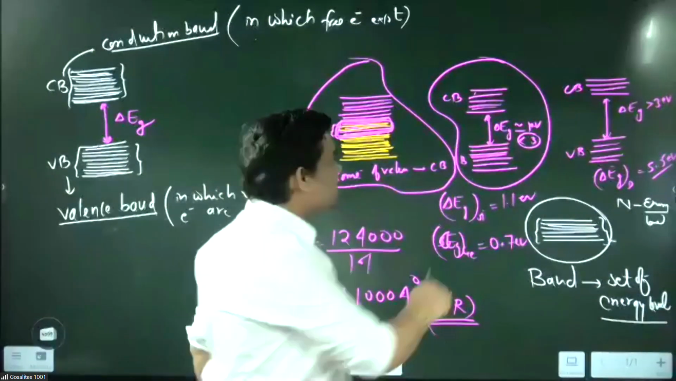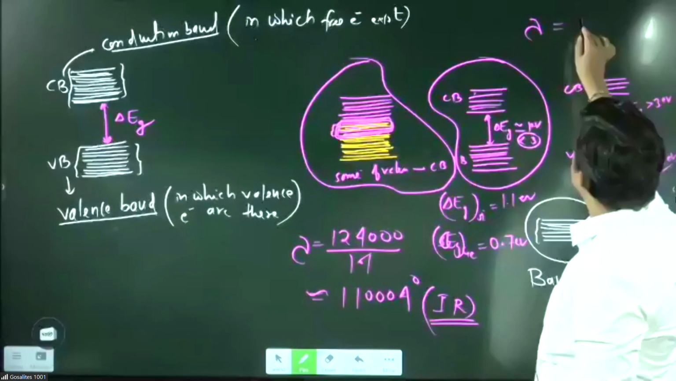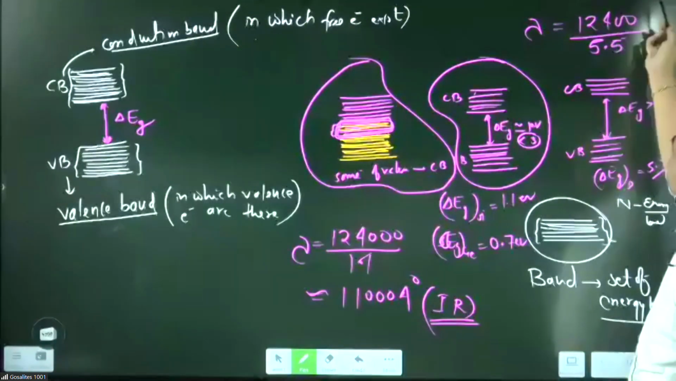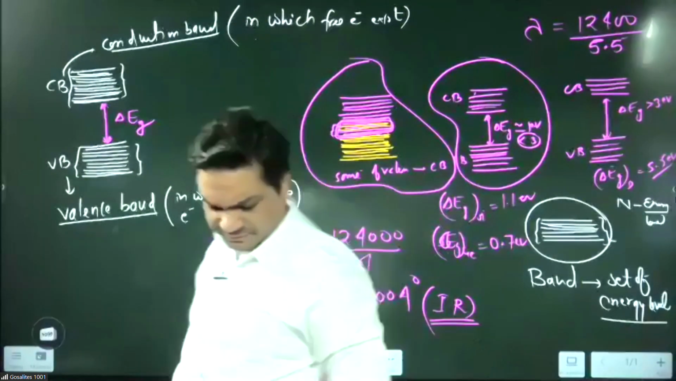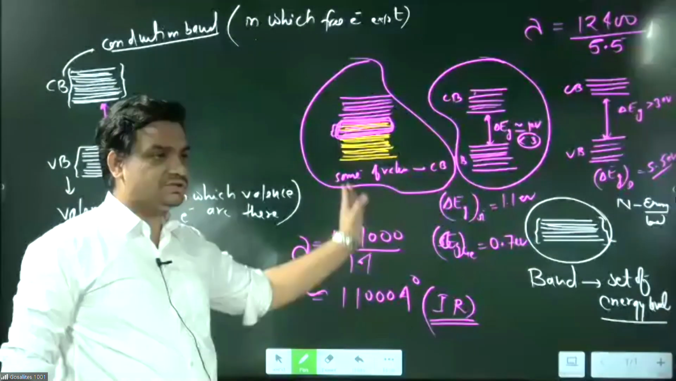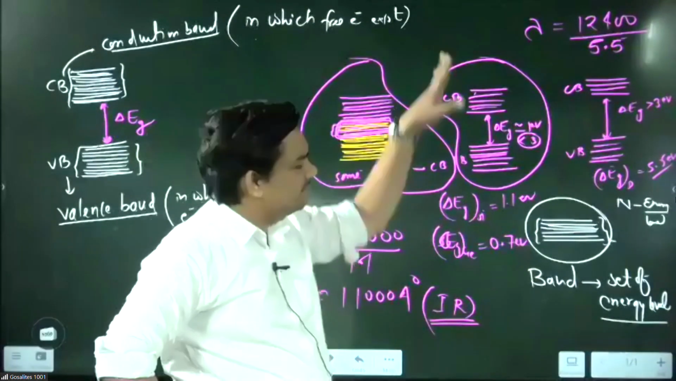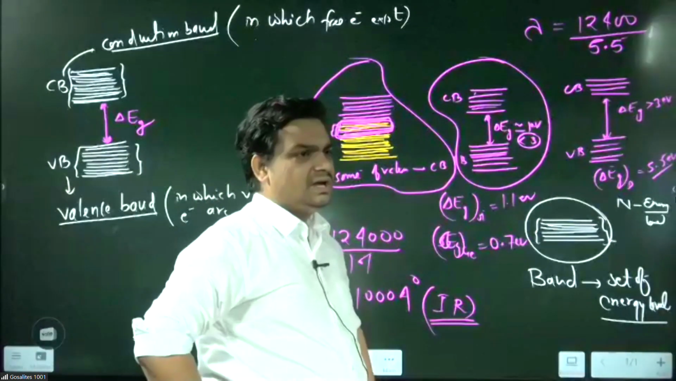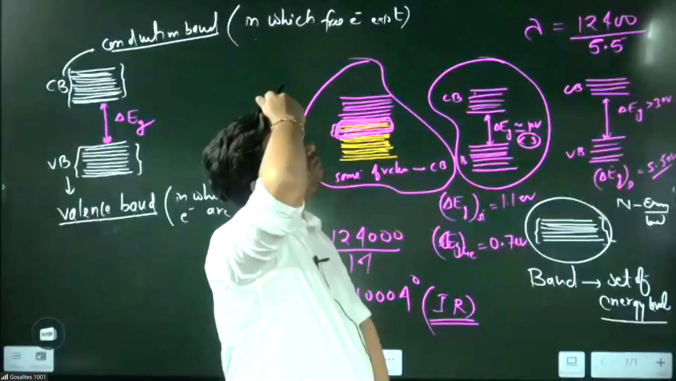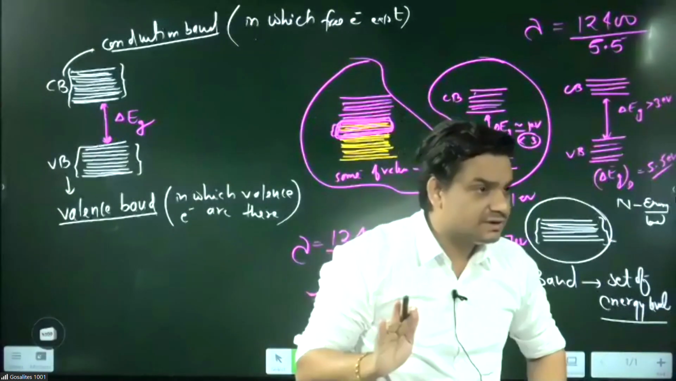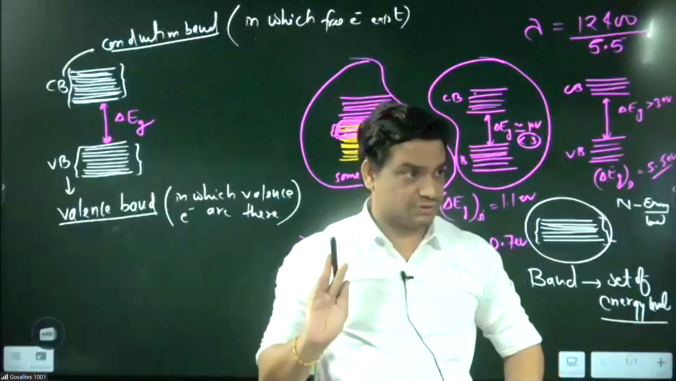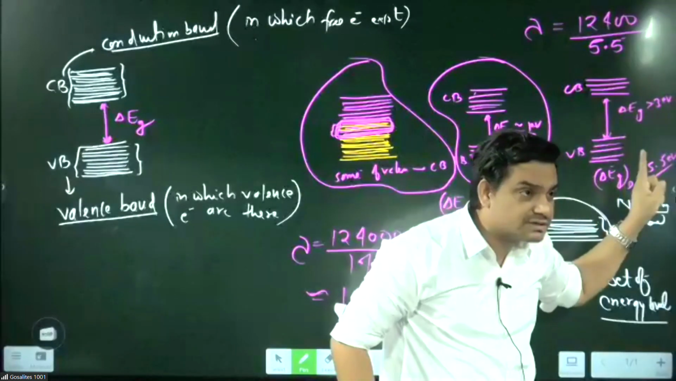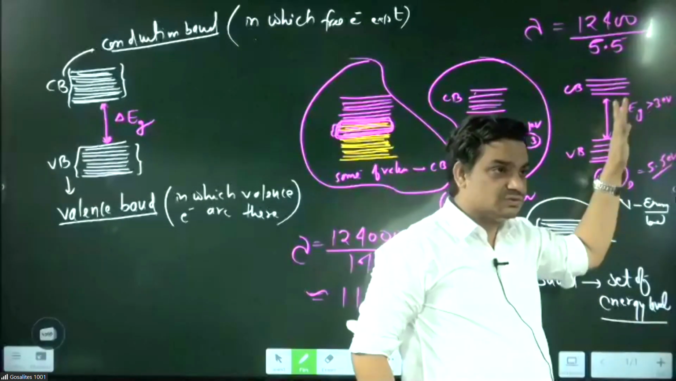But in case of diamond, lambda will be equal to 12400 divided by 5.5. Can you tell me approximately how much lambda is required? Just an approximate value. Around 2000, someone is saying. Yes, around 2000. And 2000 is in which range? It is in the UV range. So at room temperature, using IR we cannot get this. Diamond we cannot excite.